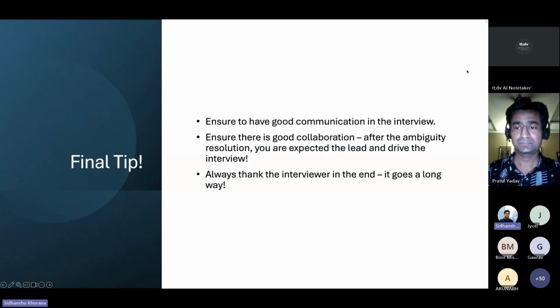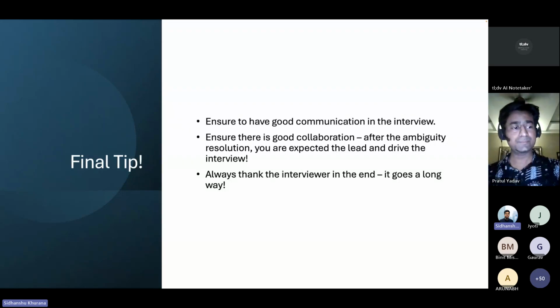Okay, some final tips. Ensure you have good communication with the interviewer. Good collaboration is required. After the ambiguity resolution, you're expected to lead and drive the interview, and your interviewer is just a spectator. It's more like you're working in the same team designing something. So think about this session as a collaborative session, right?